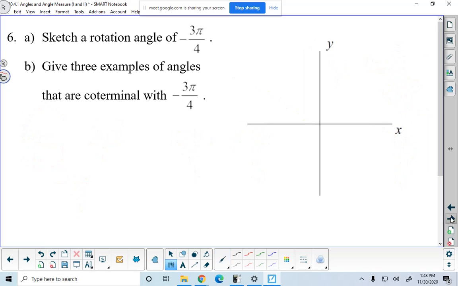Let's try one more. Negative 3 pi over 4. Well, starting at 0, this is negative 1 pi over 4. This is negative 2. This is negative 3 pi over 4.